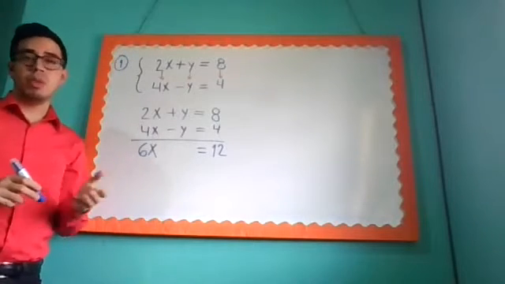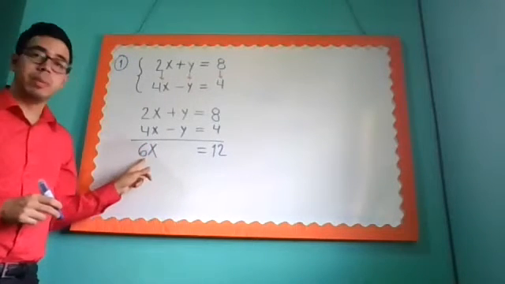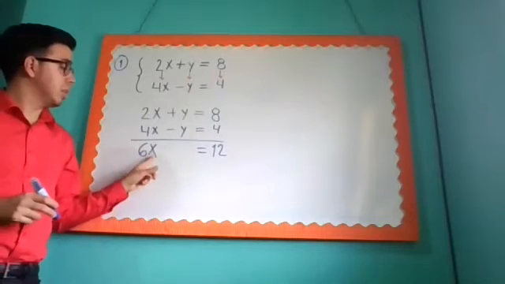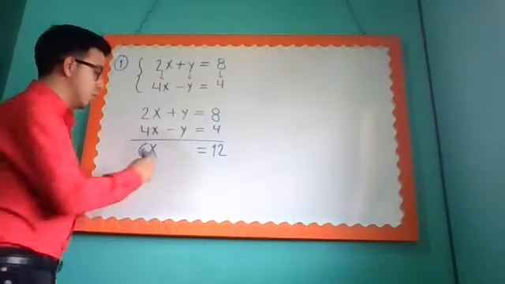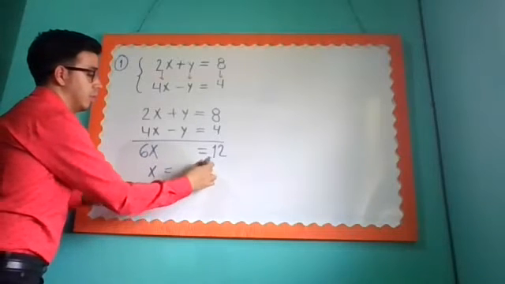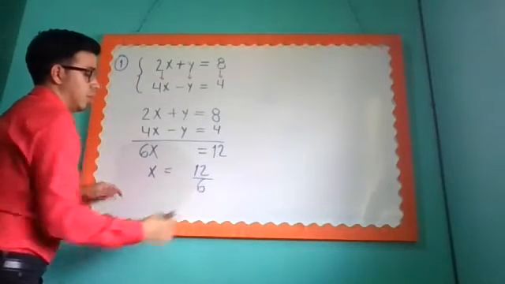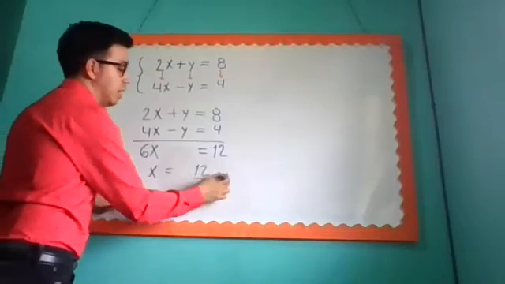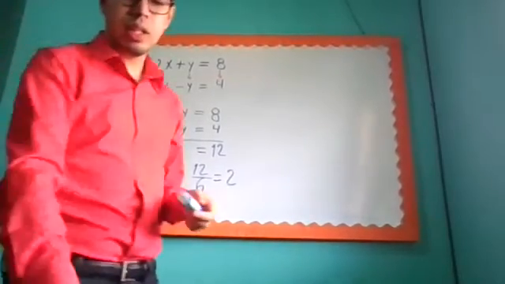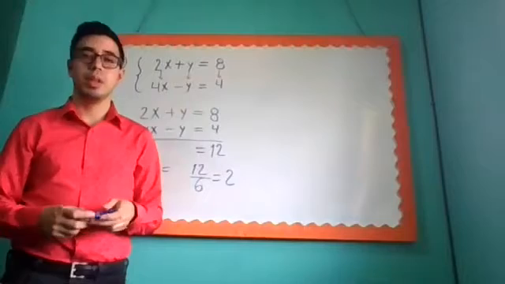In the other step, you already know it. When we have one number multiplying the variable, we pass it to the other side to divide to obtain the value for x. So what is going to be the value for x? 12 over 6. Then the value for x is going to be 2. Okay, this is the value that we have in the first step.